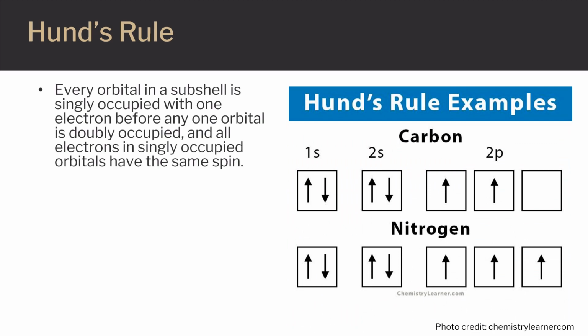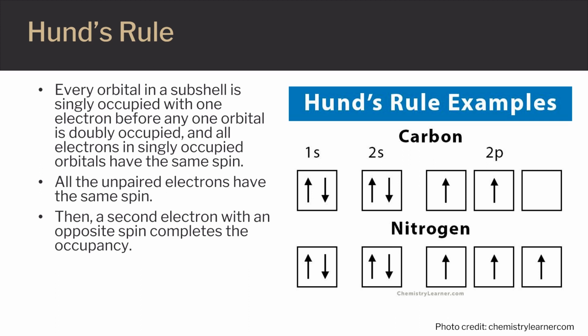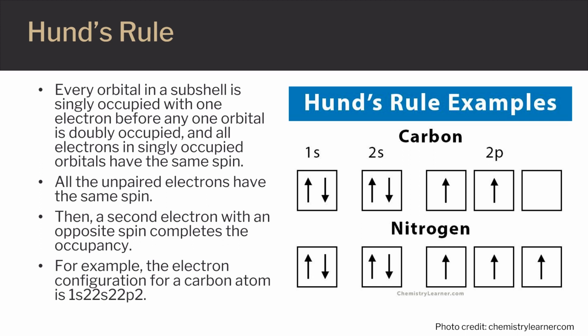According to Hund's rule, every orbital in a subshell is singly occupied with 1 electron before any one orbital is doubly occupied, and all electrons in singly occupied orbitals have the same spin. All the unpaired electrons have the same spin. Then, a second electron with an opposite spin completes the occupancy. For example, the electron configuration for a carbon atom is 1s squared, 2s squared, 2p squared.